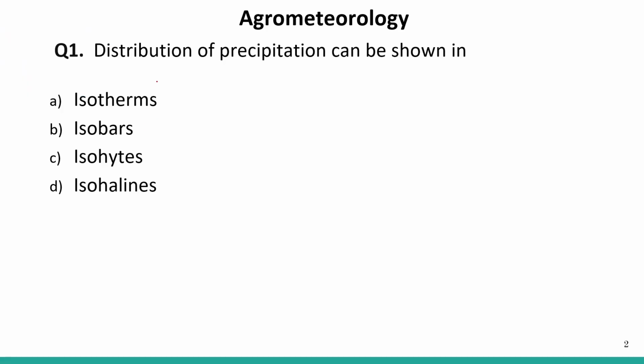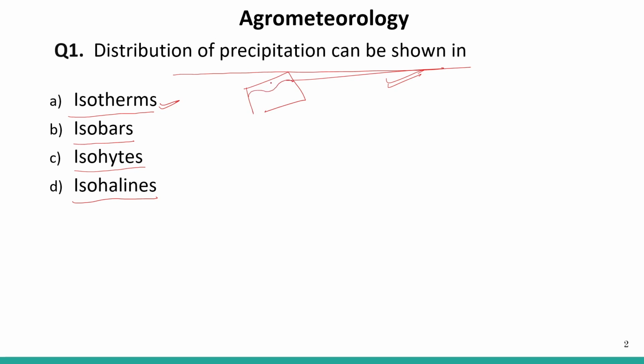So the first question: distribution of precipitation can be shown in: A, isotherms; B, isobars; C, isohyets; and D, isohalines. So, isotherms. What are isotherms? On the map, some lines are drawn like this, and these lines show the region that has the same temperature. That is isotherms.